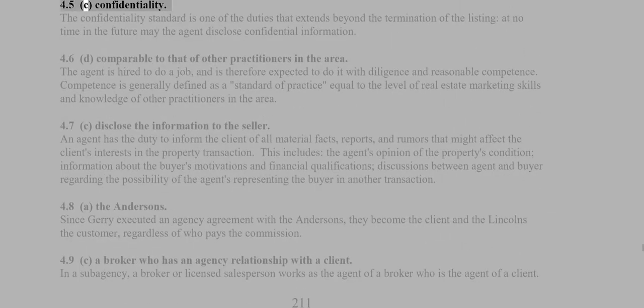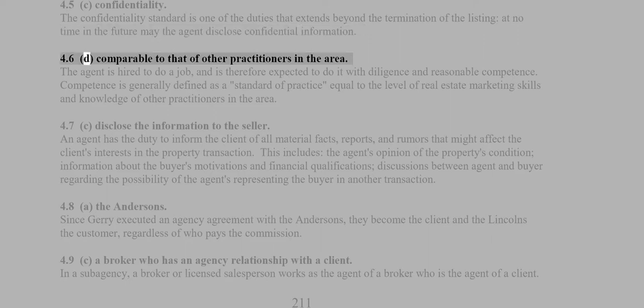4.5 c. Confidentiality. The confidentiality standard is one of the duties that extends beyond the termination of the listing. At no time in the future may the agent disclose confidential information.